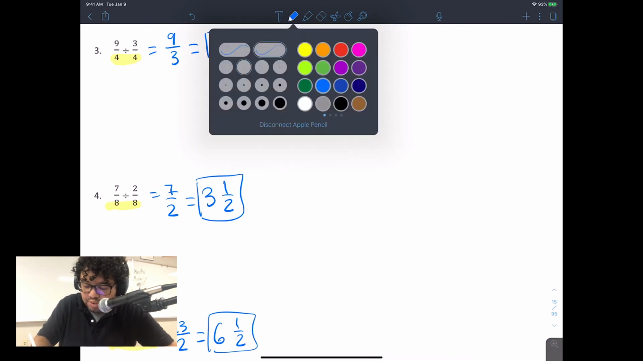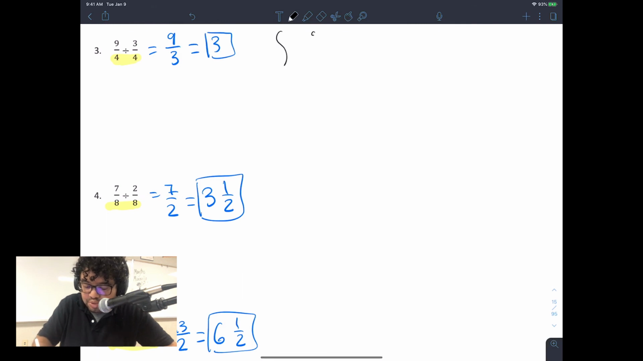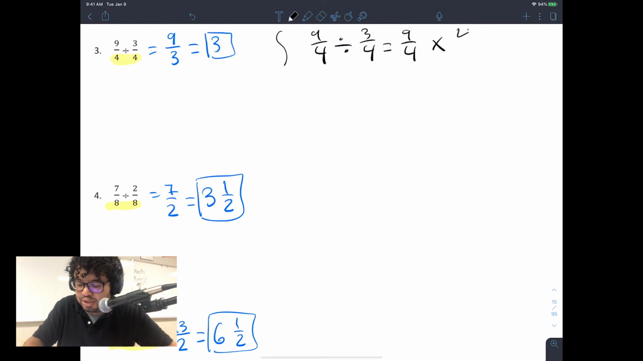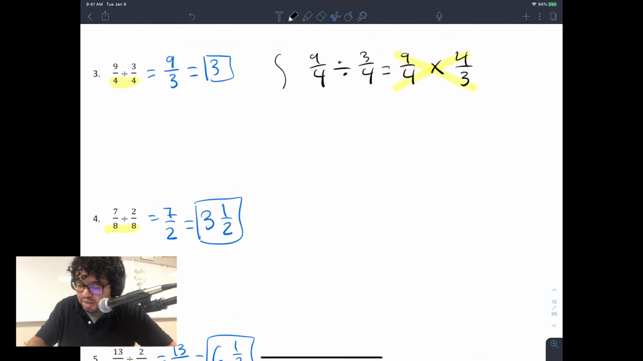What I will do, once again, is 9/4 divided by 3/4. This is equal to, now I'm going to do my multiplication expression. Keep the first one, change from division to multiplication, and flip the second one. Now I'm going to simplify those. So 3 divided by 3 is 1. 9 divided by 3 is 3. 4 divided by 4 is 1. 4 divided by 4 is 1. Multiply: 3 times 1 is 3. 1 times 1 is 1. And then my answer is 3.